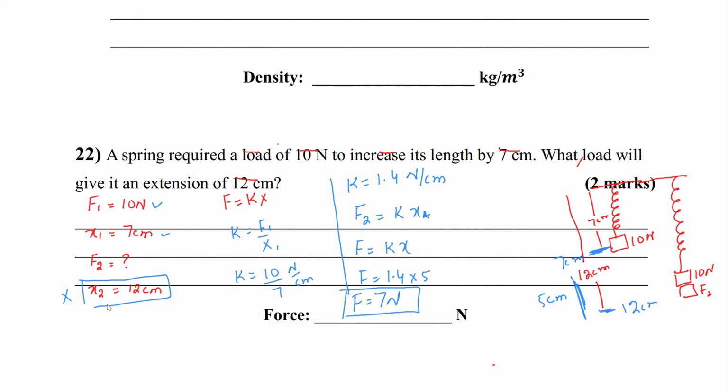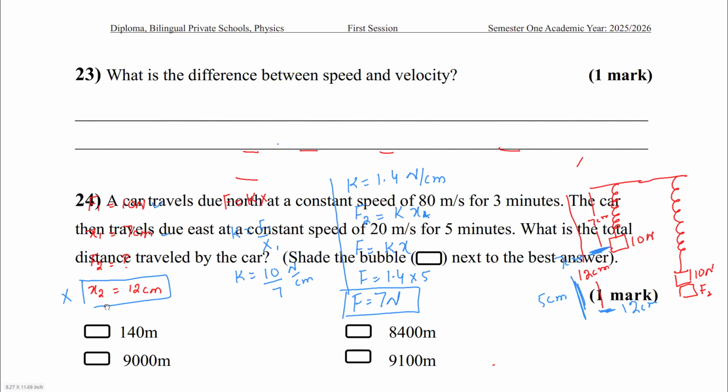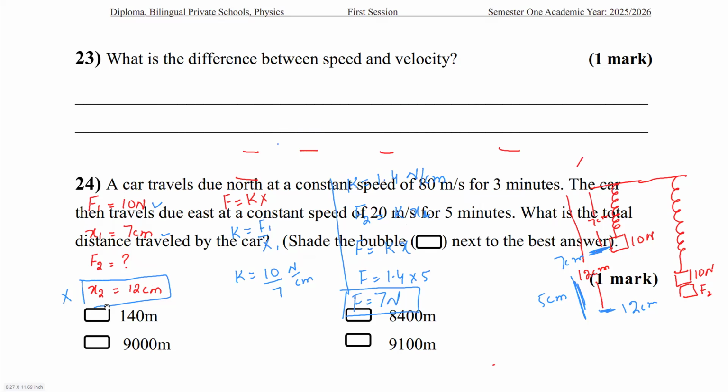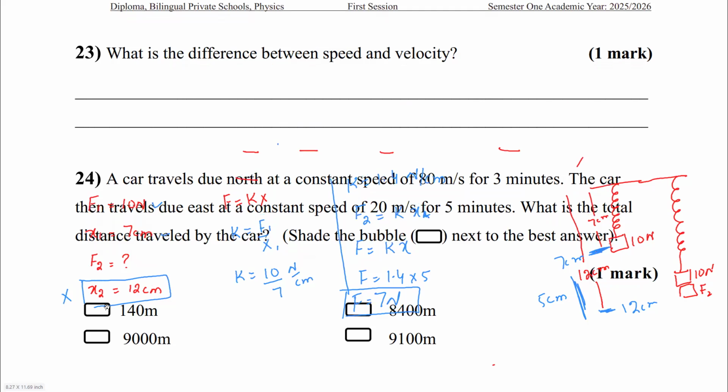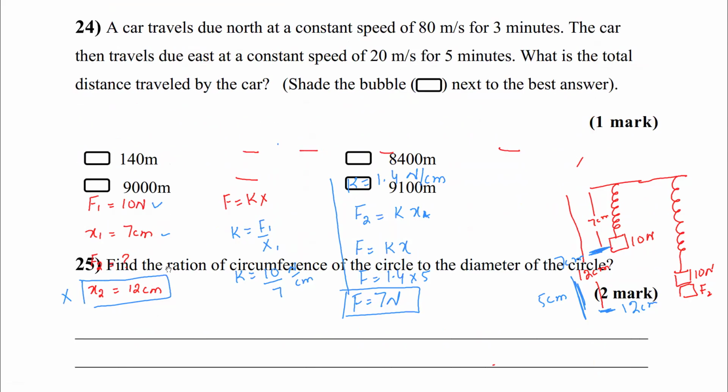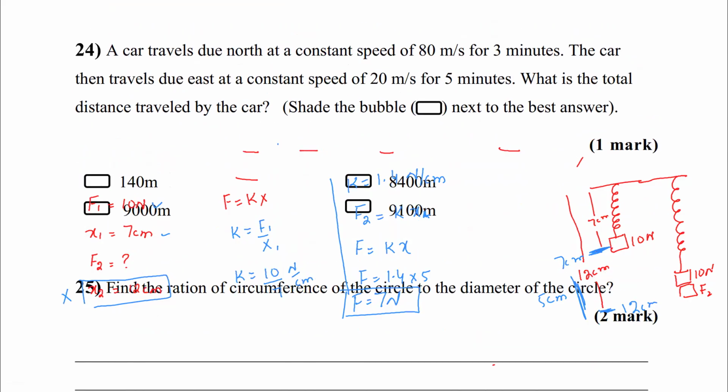Now we have to move to question number 23. This is a very simple question. What is the difference between speed and velocity? Obviously, we know that speed doesn't have direction, but velocity has a direction. Speed is a scalar quantity and velocity is a vector quantity. So you don't need to solve this question. Question number 24, a little bit difficult one, but interesting one.